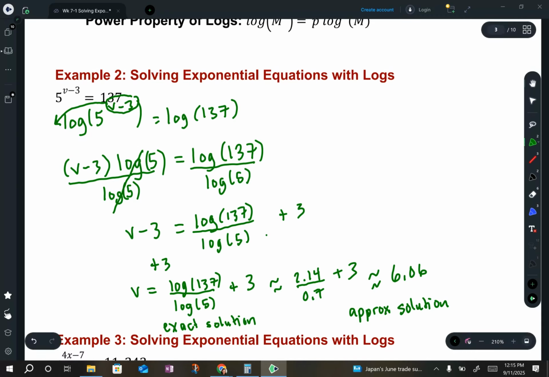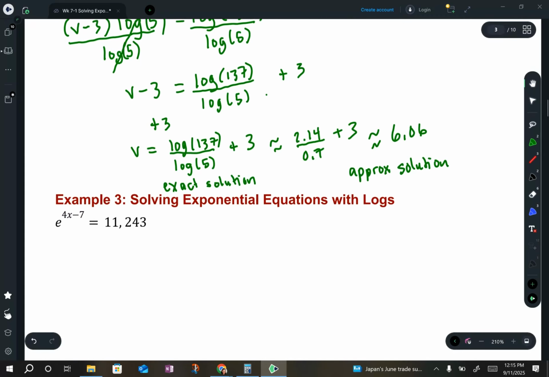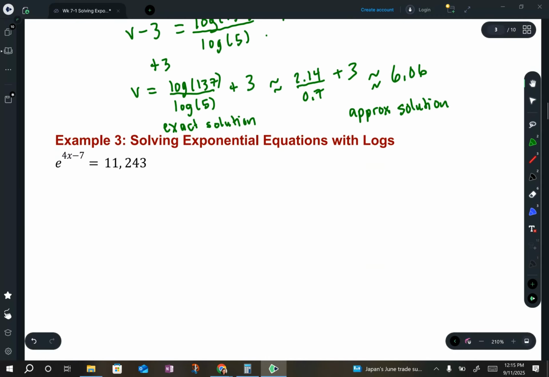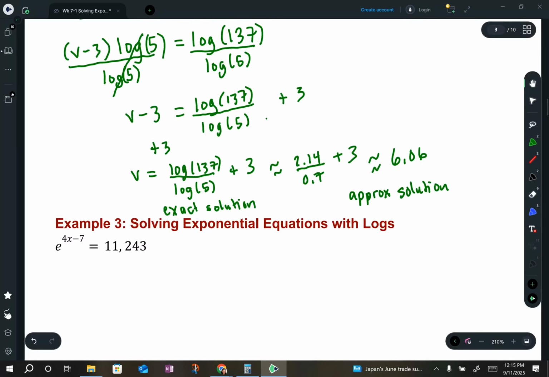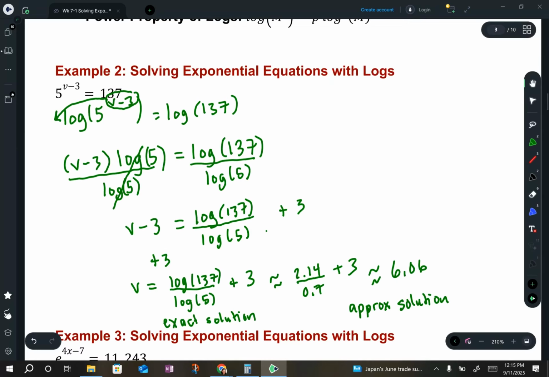All right, let's try another example. Let's go ahead and check our answers just to practice. It's nice solving equations because you get to check your answers. I'm going to check with the approximate solution to see if I get close.